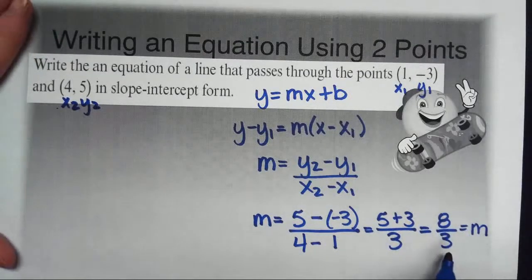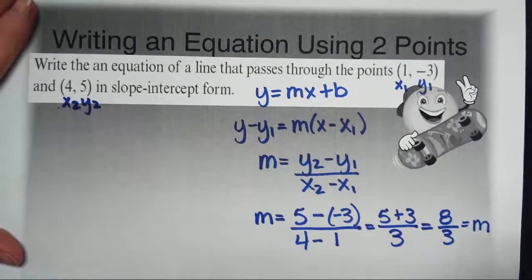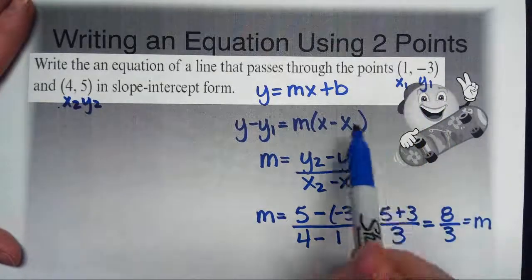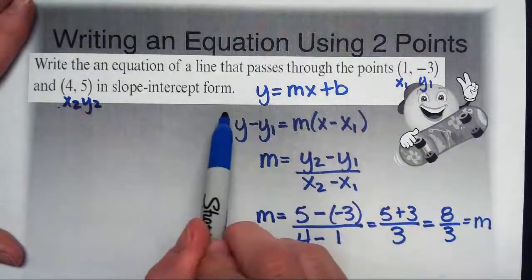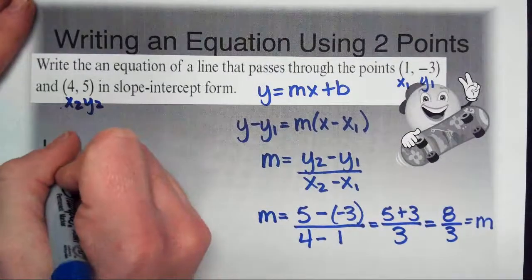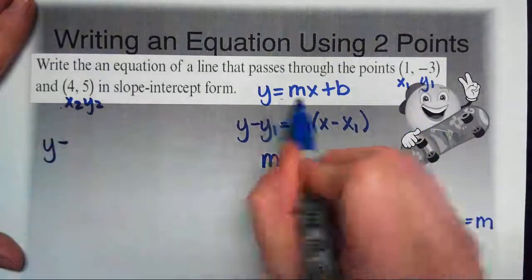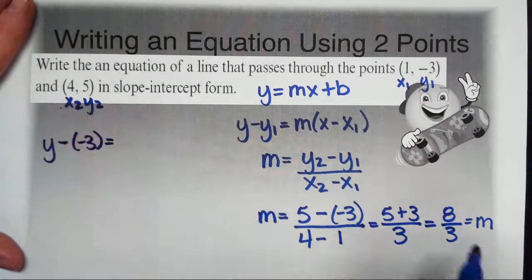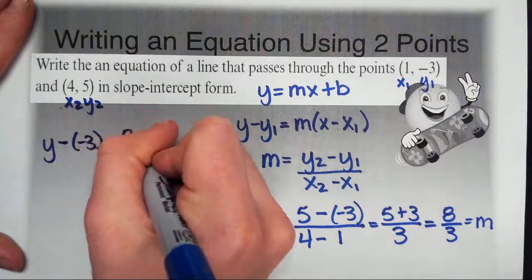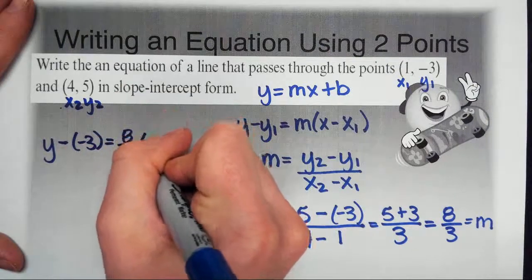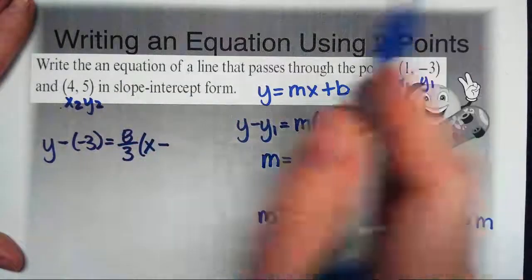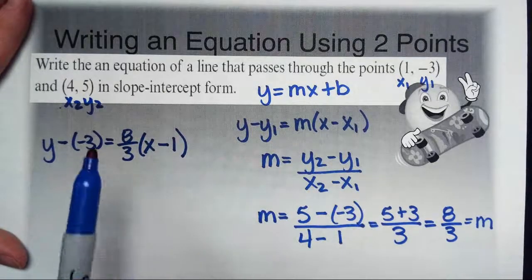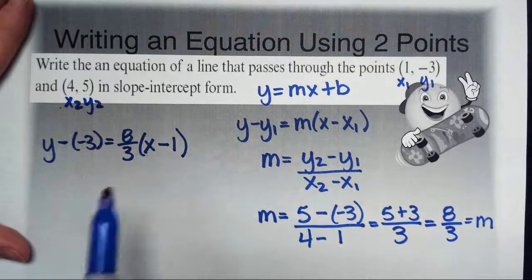Now I have my slope, and I have 2 points on my line, so I can actually use either one. But I'm going to go ahead and use the first one to create my point slope form. So I've got y minus y1, which I already labeled as negative 3, equals m, which is 8/3, times x minus x1, which I said was 1. Now this is the equation of the line in point slope form, and that's great.